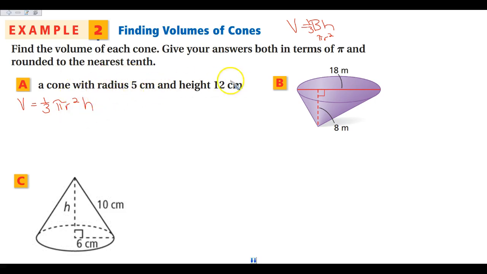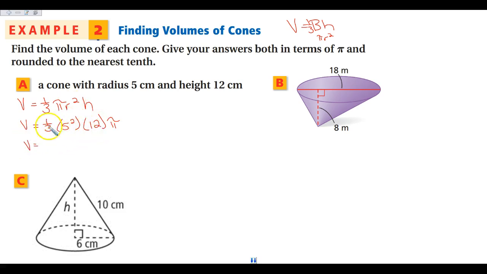So my volume formula is 1/3 pi r squared times height. My radius is 5 and my height of the cone is 12. So I'm going to have 1/3 times 5 squared times 12 times pi. One thing that I want you guys to be really, really careful with, because I saw this here and there: make sure you don't put the squared with the pi, that your squared goes with your radius. I saw a little bit of those mistakes here and there.